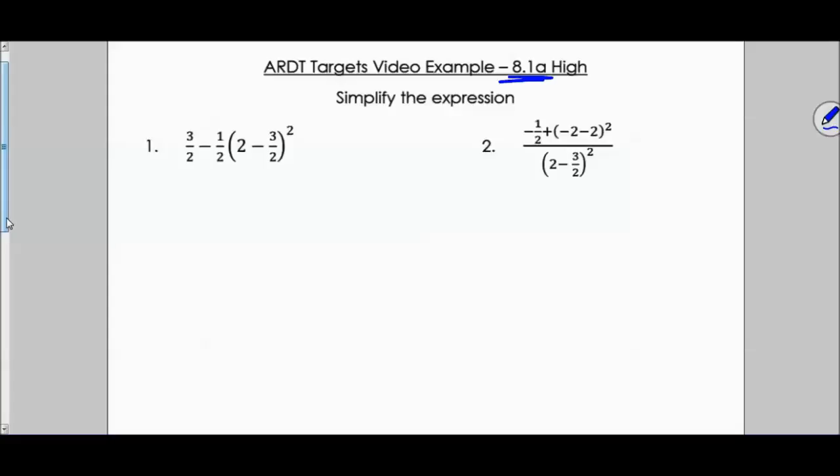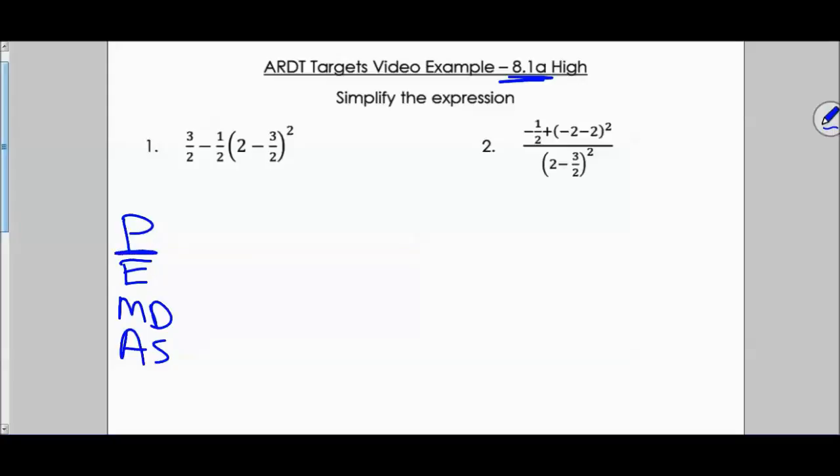So this is PEMDAS. If it helps you, write that down on the side of your paper. Write down the letters of PEMDAS to use as a checklist so that we don't miss any steps. Right, so that's exactly what I'm going to do. I'm going to make sure that I hit each of these.